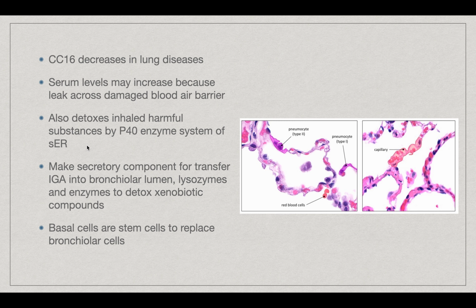It detoxes harmful substances using the P450 enzyme system of the smooth endoplasmic reticulum, and that makes the secretory components in order for the immunoglobulin A to transfer into the bronchiolar lumen, along with lysozymes and enzymes to detox the various inhaled pathogens. The basal cells are going to be the stem cells. Here's your capillary, here's your red blood cells, they're floating around. Here's your type 1 cells, that's your air barrier, and here it's damaged because there's a big old gap right here.